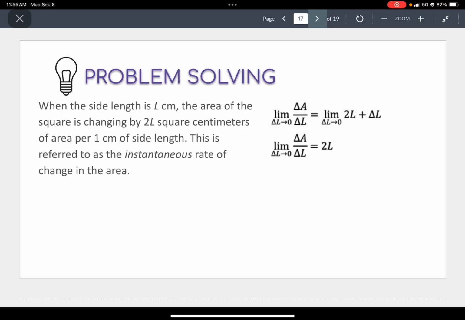When the side length is L, the area of the square is changing by 2L square centimeters of area per 1 centimeter of side length. This is referred to as the instantaneous rate of change in the area. We see that there. We have the limit as delta L approaches 0 of delta A over delta L. That's the same as the limit as delta L approaches 0 of 2L plus delta L. And as we let that delta L get as close to 0 as we want, we know that the overall limit will end up being 2L.